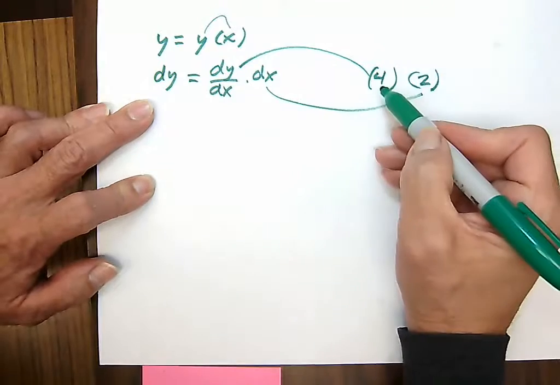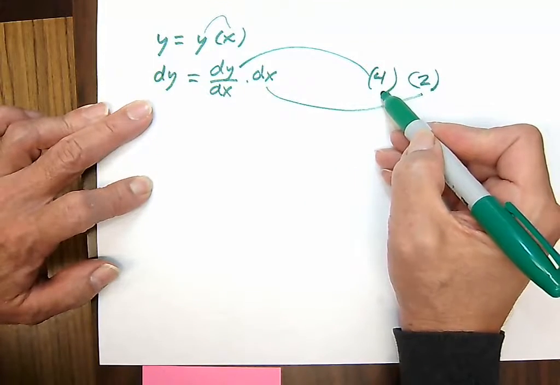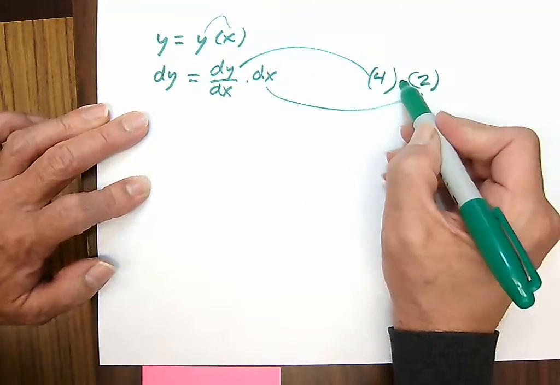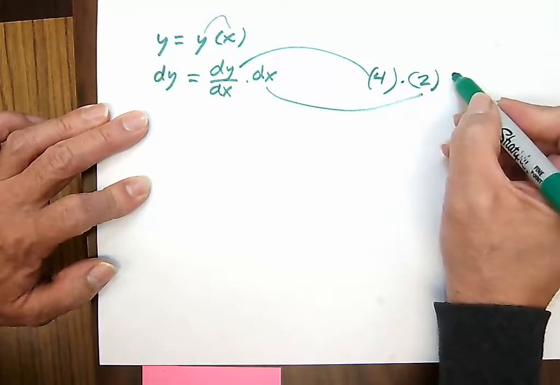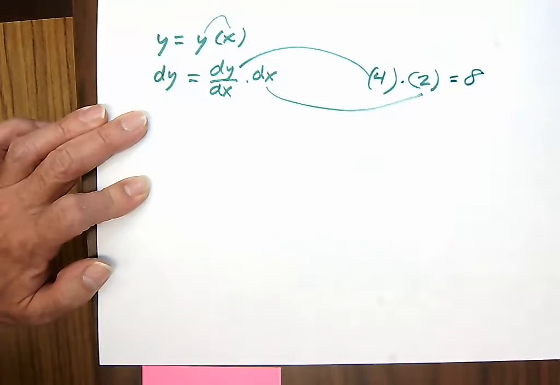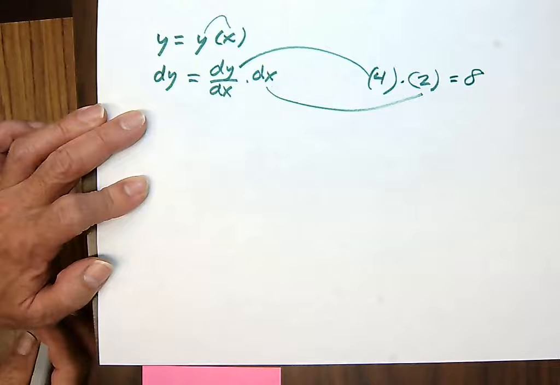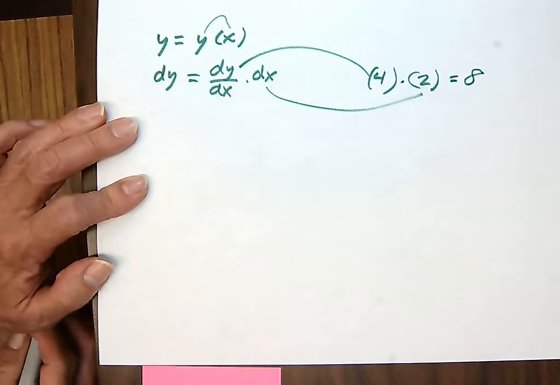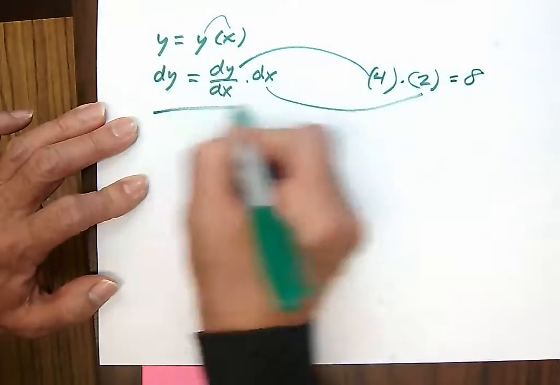Well, if y goes up by 4 units for a 1 unit increase in x, but if x increases by 2 units, we just multiply those two terms together and we get 8. So basically y ends up going up by 8 units because of x increasing by 2 units. Now let's look at another example.